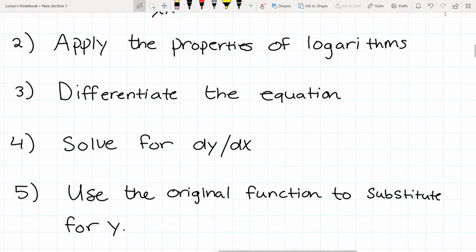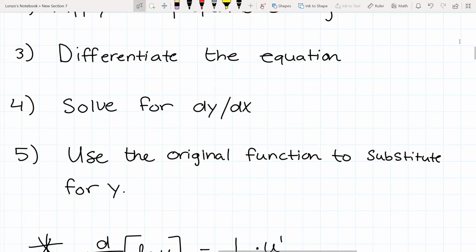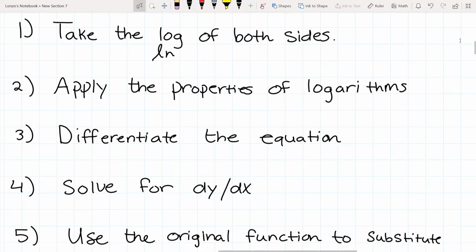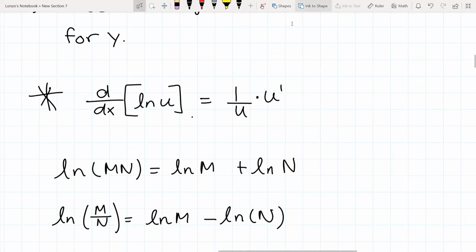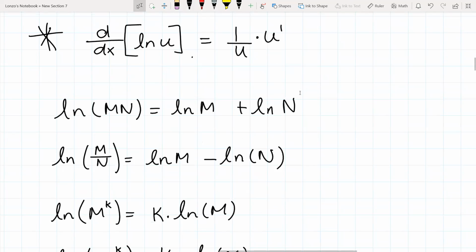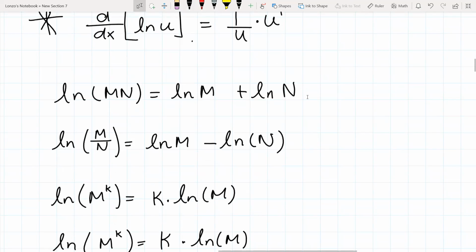once you have dy over dx by itself, you're going to have a y, and then just replace y with the original equation. And then you also need these rules. The derivative of ln, anything with a natural log, is kind of like the chain rule: 1 over u times u prime. And then these are some reviews when expanding natural logs, because we will have to use that when we expand.